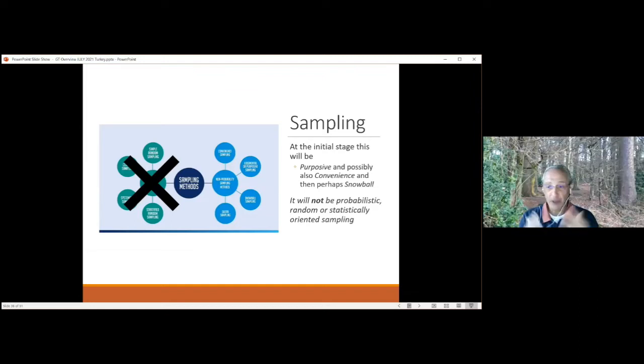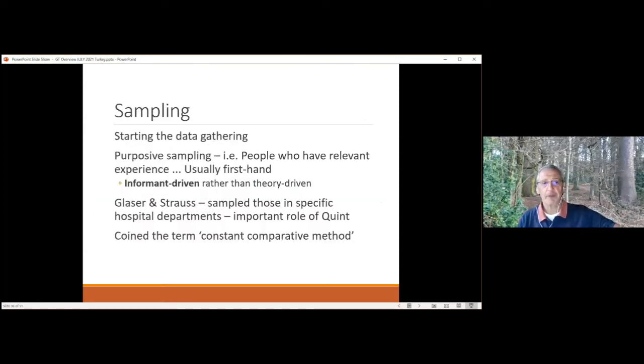You make that clear to your examiners, and to editors of journals, because I've seen PhD students go for their examination and the person says, your sample is very small, and why didn't you do this and why didn't you do that? So you have to say, I'm not doing quantitative, statistical, probabilistic sampling. So you start gathering data. And as I said before, you let people talk. So this is saying it's driven by the informants.